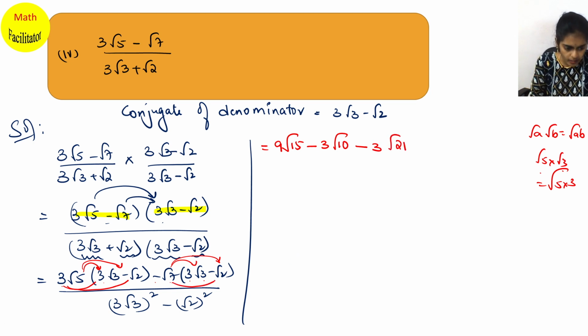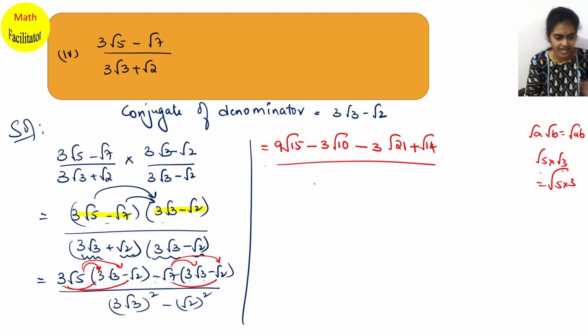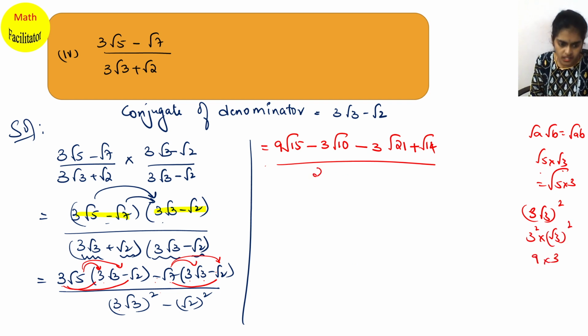Okay, and again now let us multiply this. Minus into minus gives us plus here. So root 7 into root 2 gives me root 14. Okay, 7 2 is 14 divided by denominator is 3 square minus root 3 whole square. 3 root 3 whole square is nothing but 3 square into root 3 whole square. So 3 square is 9 into root 3 whole square is 3. So this is 27. Okay, now you should be able to do little fast. Root 2 whole square is 2.